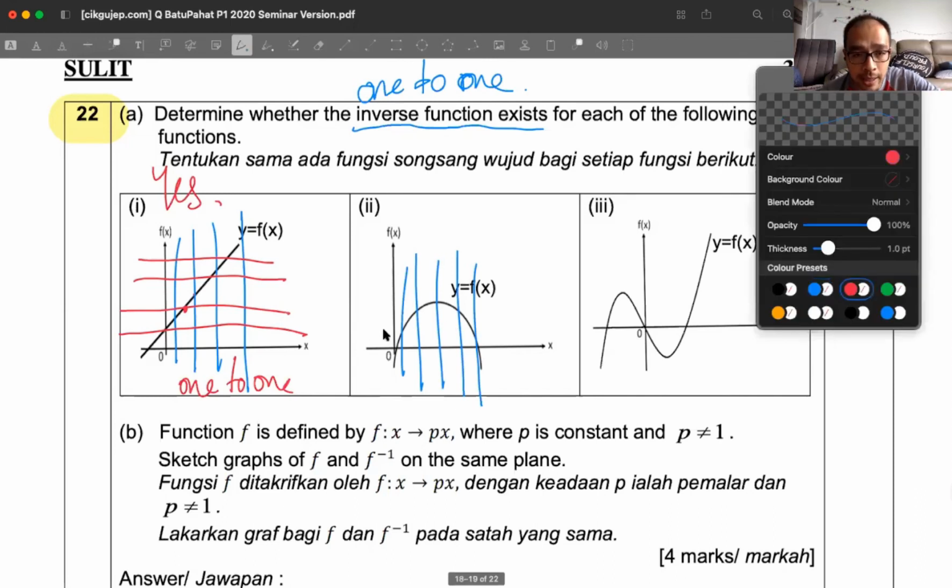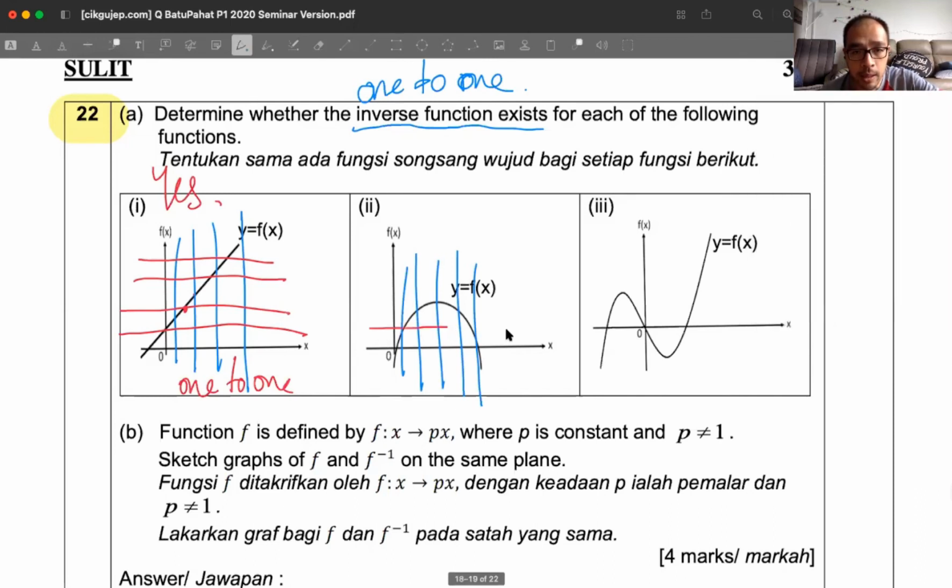So the horizontal lines are like this. Now take a look at the red lines and the black lines. They cross once, and cross another time on the same line. Cross once here, cross another time over here. Don't look at the blue anymore. Look at the red and the black line. On the same red line, the black line crosses twice. So this is not a one-to-one.